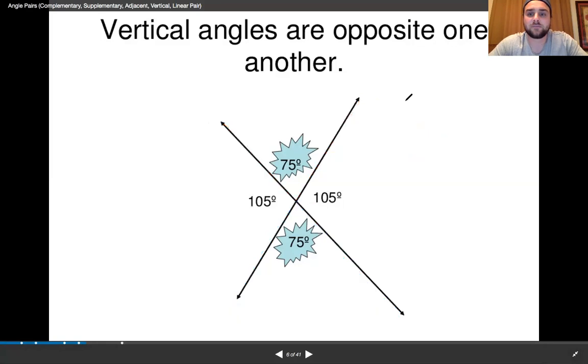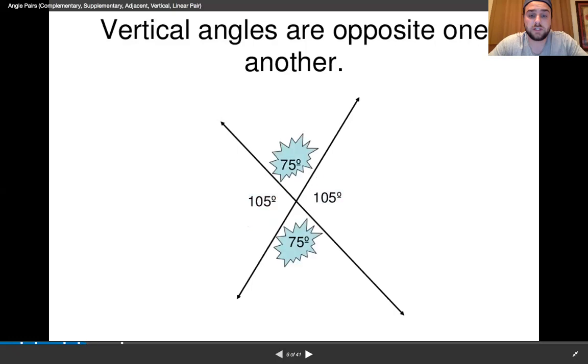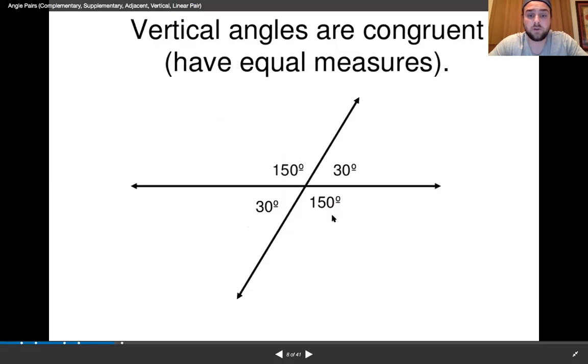All right, so let's go ahead and move on. Once again, these angles are opposite of each other, just like we did with our 75s. Vertical angles are congruent and have equal measures. That's like I was showing you on these last ones. If you see 75, 75, they're equal. 105, 105, they're equal. Same thing here. 150, 150, 30, 30. They're equal. Okay, so that's how we know they're vertical.